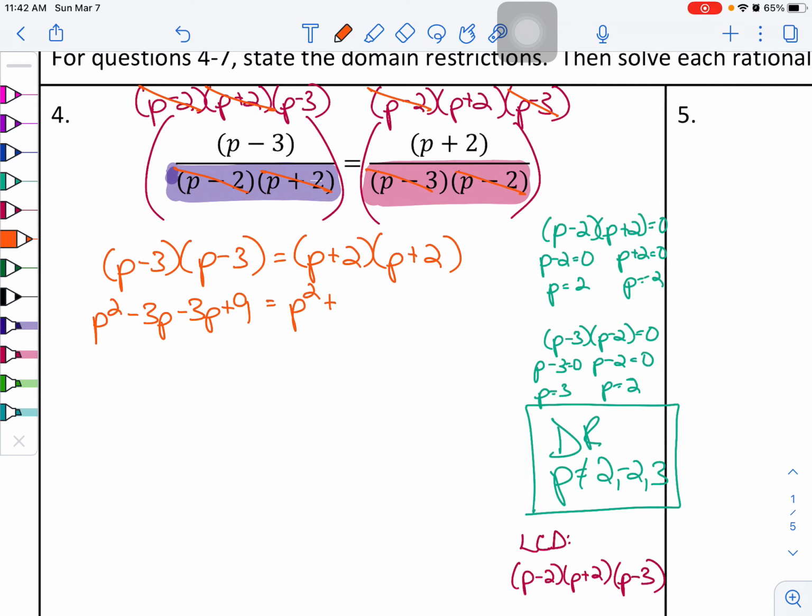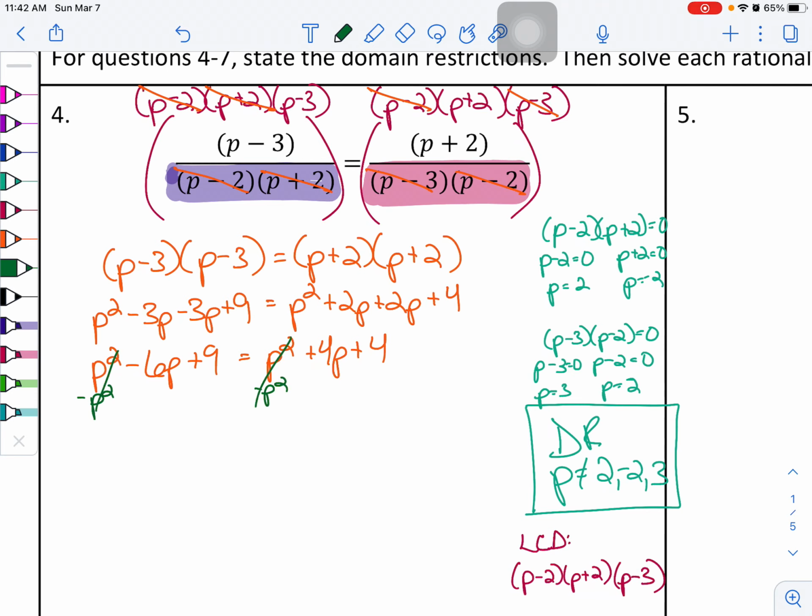So I'm going to distribute on the left side here. So p squared minus 3p minus 3p, nope, plus 9 equals, I'm going to distribute on the right side. p squared plus 2p plus 2p plus 4. Let me clean up some of this mess. So p squared minus 6p plus 9 equals p squared plus 4p plus 4.